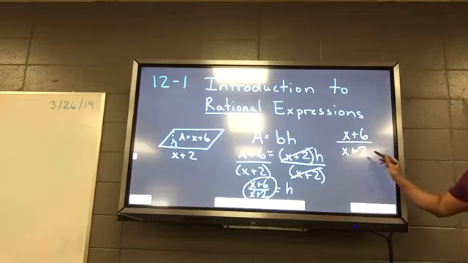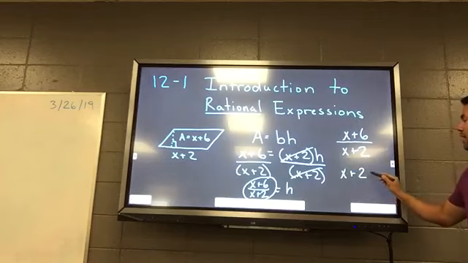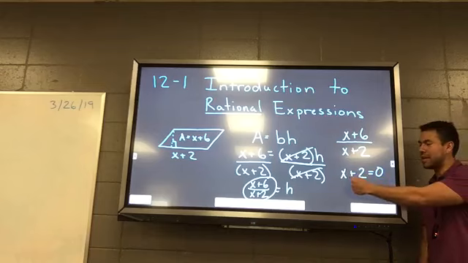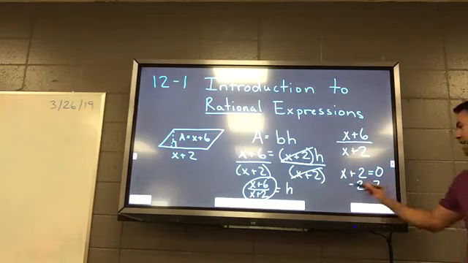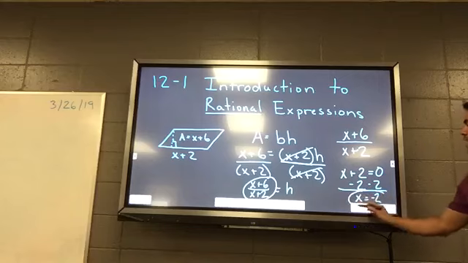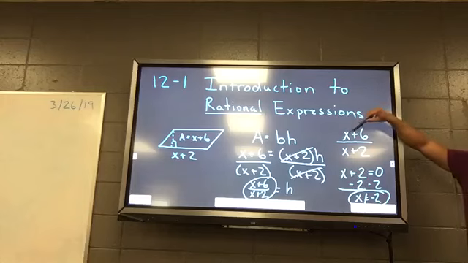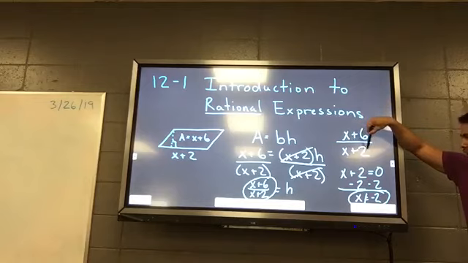0. Okay, if your denominator can never be 0, that means x plus 2 cannot equal 0, right? What does x have to be for that denominator to be 0? The opposite. So what can x not be? -2. Let's test that out. What's negative 2 plus 6? 4. That works. What's negative 2 plus 2? 0. Am I allowed to have a 0 down there?